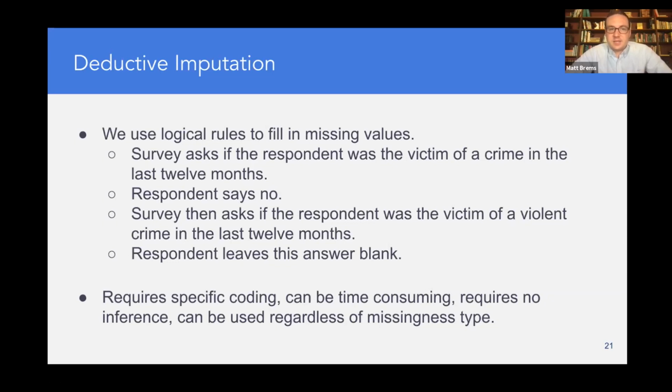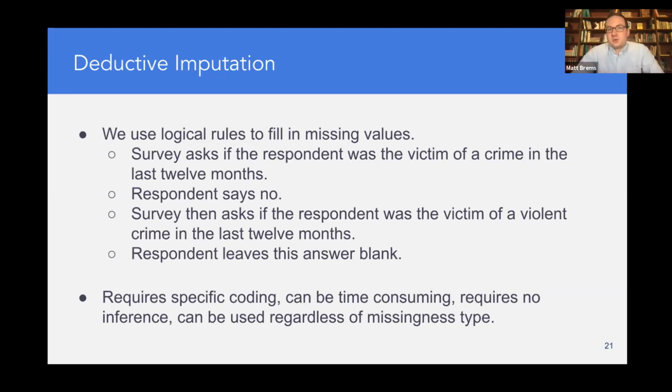In deductive imputation, you use logical rules to fill in missing values. So maybe a survey asks if the respondent was the victim of a crime in the last 12 months, and the respondent says no. Then the survey asks, was the respondent a victim of a violent crime in the last 12 months? And the respondent leaves that answer blank. Based on logic and rigor, we can fill in that missing value, because since the first answer was no, the second answer must logically, definitively be no here.